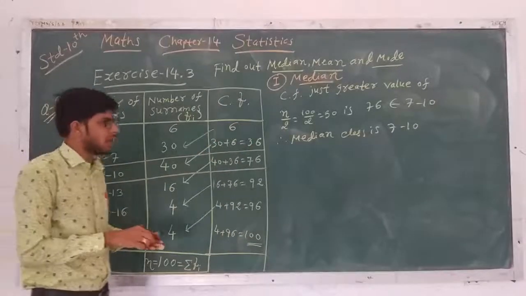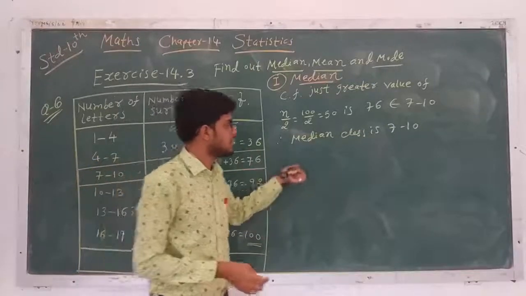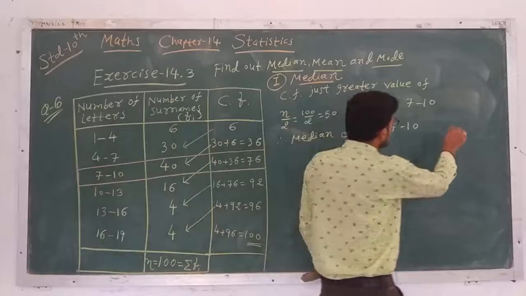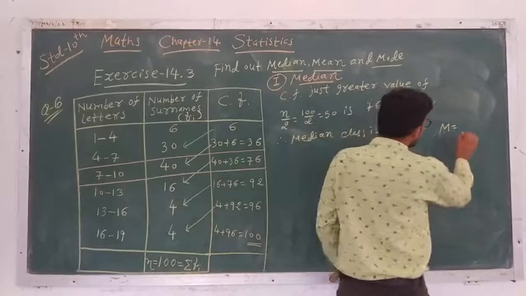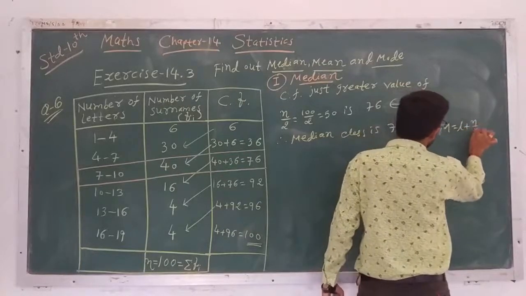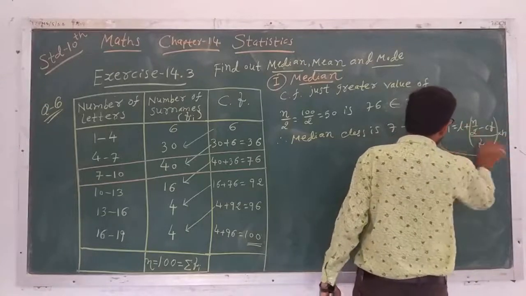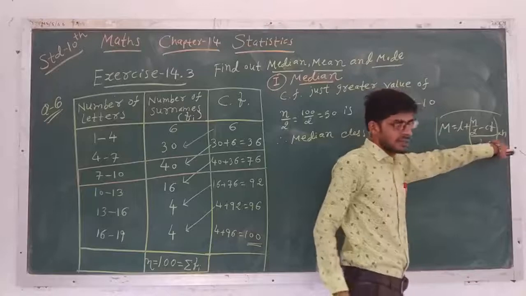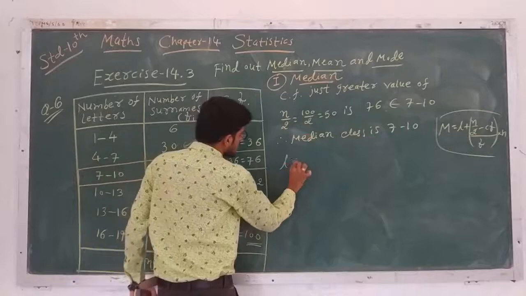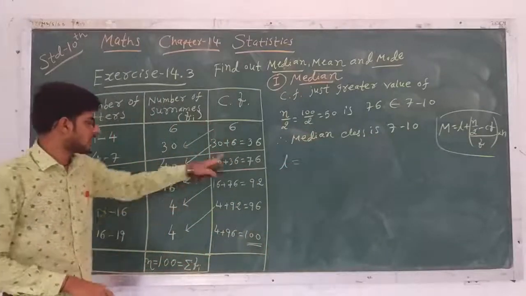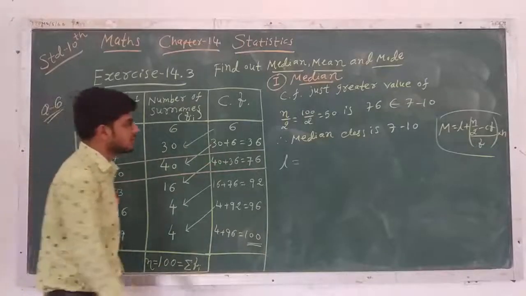Now we will find out the value of the median. What is the formula for finding the median? We know that median is equal to L plus n by 2 minus CF divided by f, multiplied by h. So we have to find out the values of L, CF, f and h. So what is L? L is the lower limit of the median class. The median class is 7 to 10, so the lower limit is 7. So L is equal to 7.